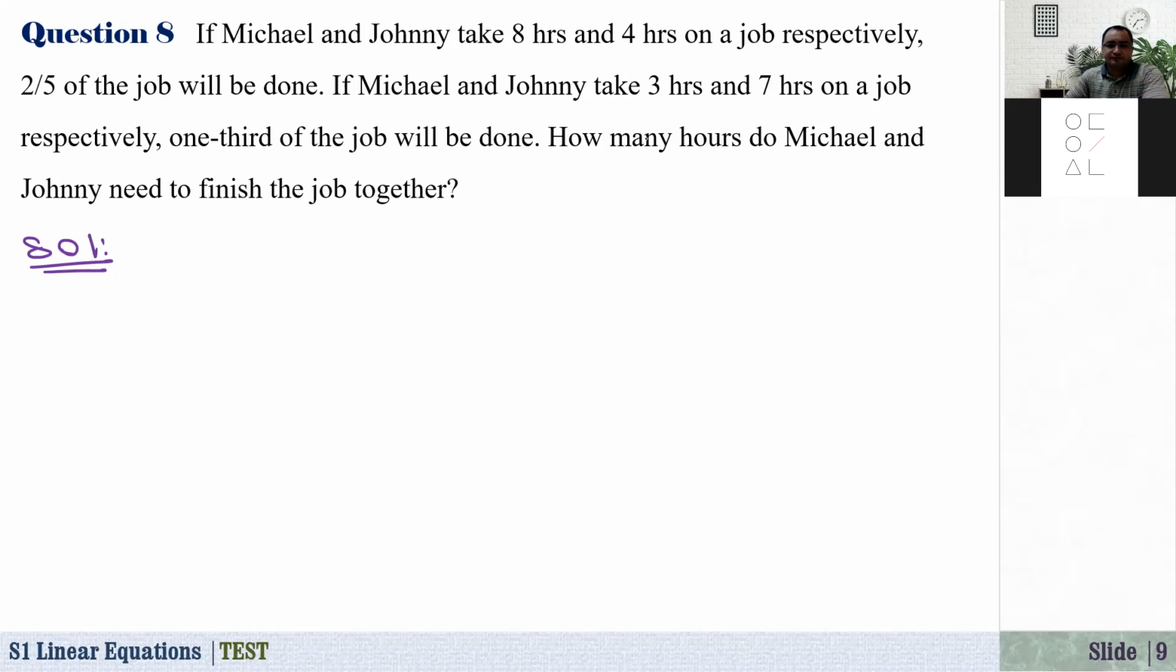And together. Okay. So it says that if Michael and Johnny take 8 hours and 4 hours on a job respectively, 2/5 of the job will be done. If Michael and Johnny take 3 hours and 7 hours on a job respectively, 1/3 of the job will be done. How many hours do Michael and Johnny need to finish the job together? So that means that now here, Michael actually, what is it?